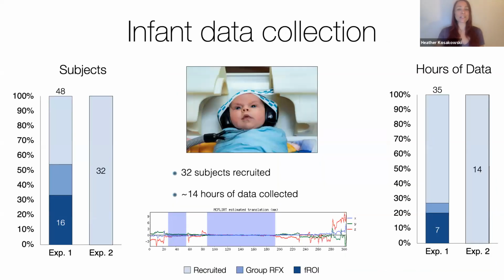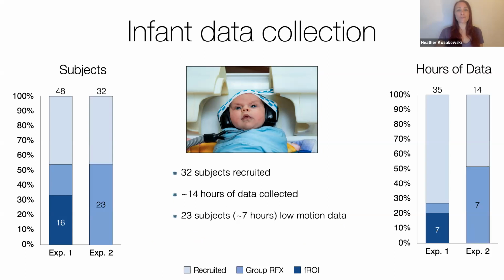All right, so for experiment 2, we recruited 32 infants and collected about 14 hours of data. Similar to the last experiment, we were able to collect enough data for the group random effects analysis from about 50% of the subjects, which amounted to about 7 hours of data. The new coil allowed us to keep nearly 50% of the data, whereas with the old coil, we only kept about 25%.